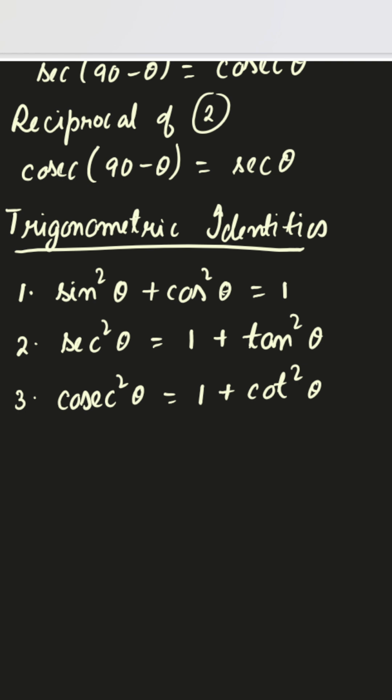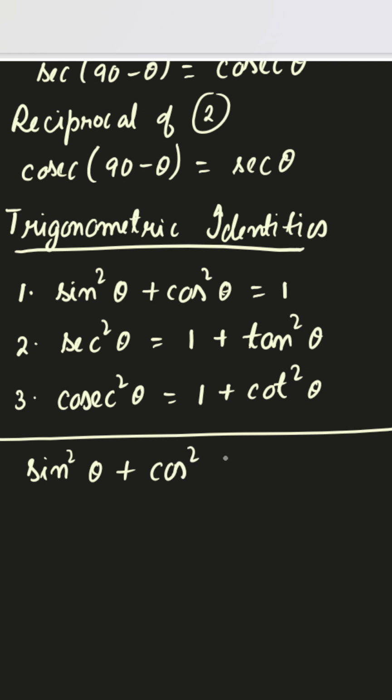Nevertheless, if we forget the second and third identity, we can establish them from the very first identity itself. So I'll just show an example of how we can do that, and then we'll proceed. So we have sine squared theta plus cos squared theta. Let's say I do not remember any of the remaining identities. Now what I will do is divide the entire equation by, let's say, cos squared theta.